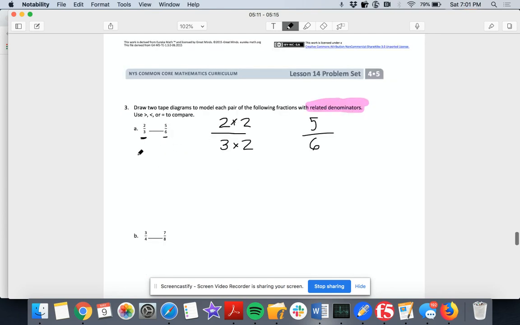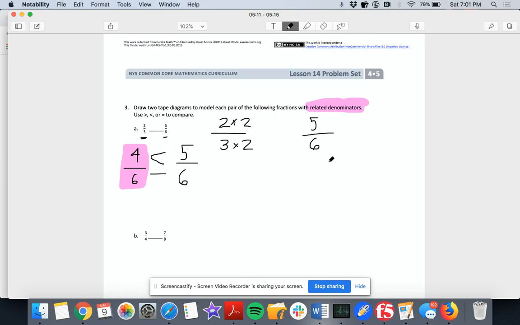So 2 times 2 is 4. 3 times 2 is 6. So I know that 2/3 is equivalent to 4 over 6. And I'm comparing that to 5 over 6. This is super easy stuff, right? Because the denominator is exactly the same, and just my numerator is different. And we know that 5 is a bigger number than 4, so I would simply draw a greater than sign to the 5.